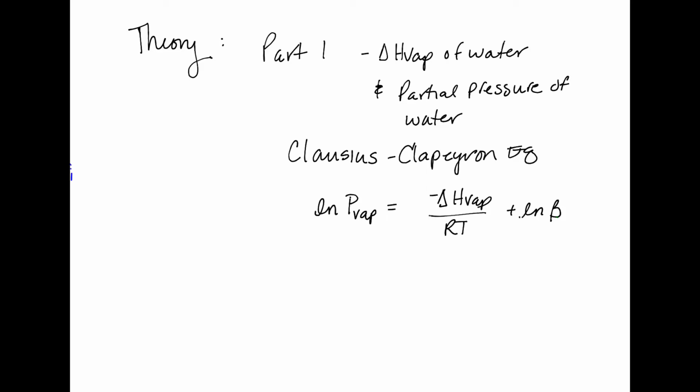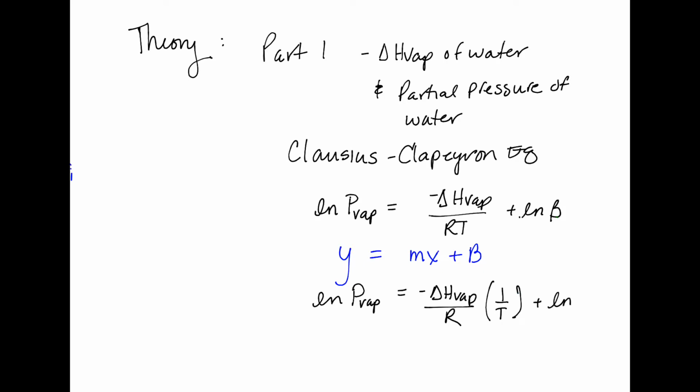I'm here to point out that this equation looks a lot like y equals mx plus b, which is the equation of a straight line. Now we have to manipulate the equation just a little bit to make it maybe more obvious. So that's what I'm going to do. The y would be the natural log of the partial pressure. The m is negative delta H of vaporization divided by R. 1 over T would be the x. And then the natural log of b would be that b constant.